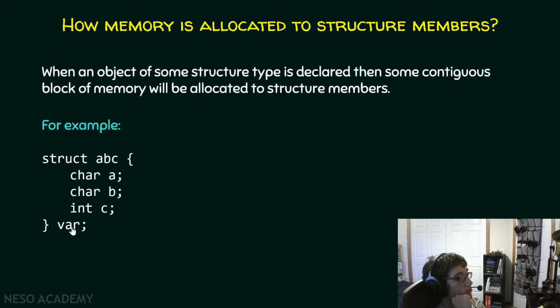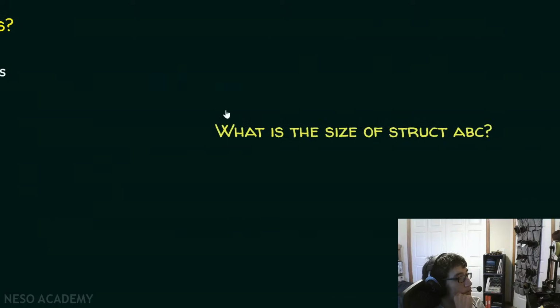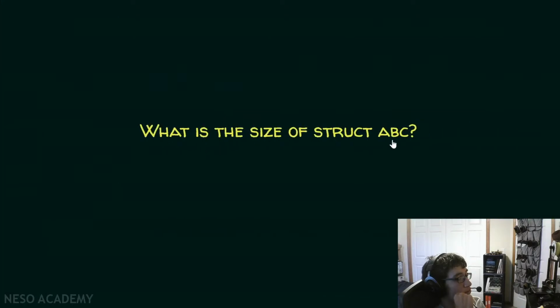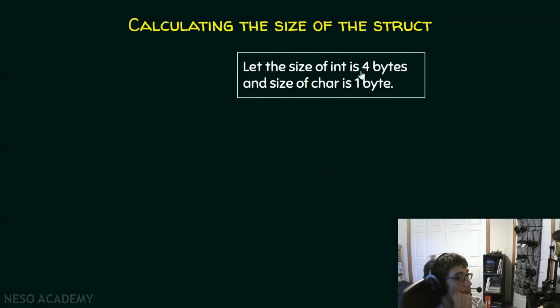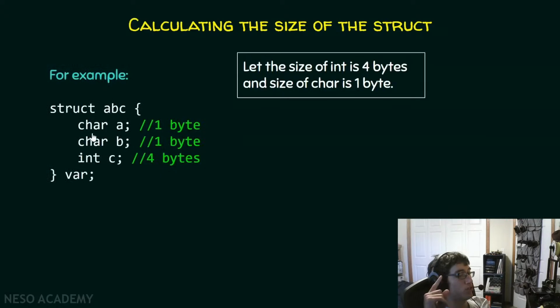Okay, and we can see here this is the object of this structure type, right? So after creating the object of this structure type, the memory will be allocated to them. Okay. Now what is the size of struct ABC? That's the question of concern. Let the size of integer be 4 bytes and size of character be 1 byte. Then in that case, this character will get 1 byte, this character will get 1 byte, and this integer will get 4 bytes of memory, right?